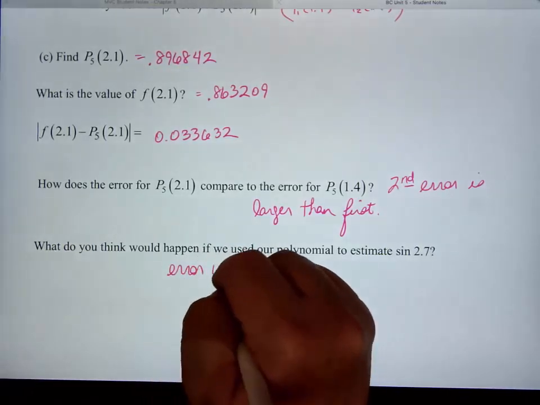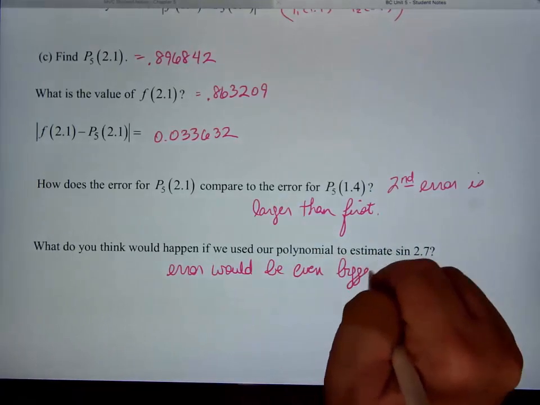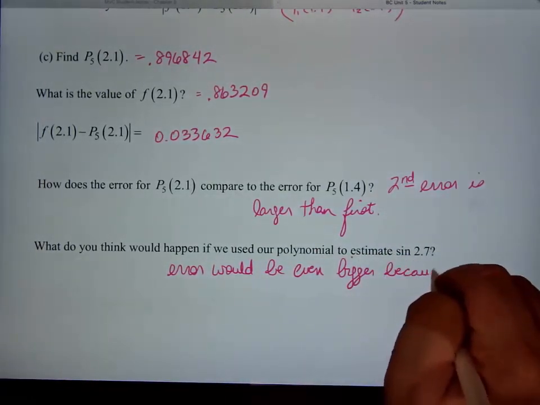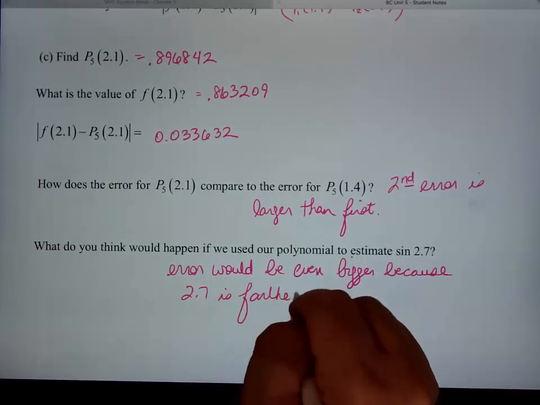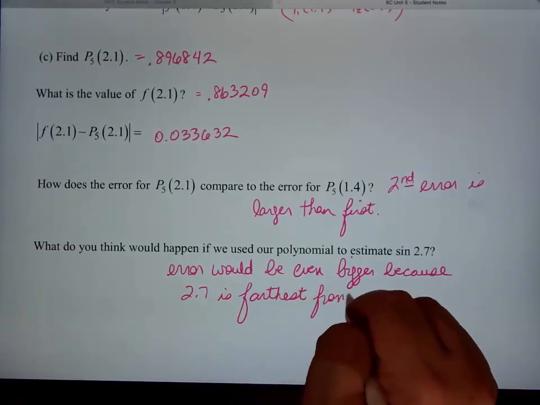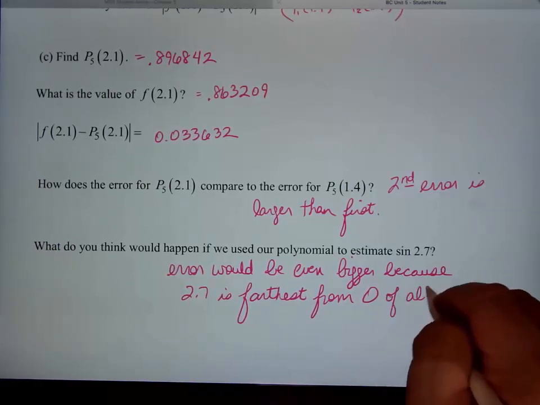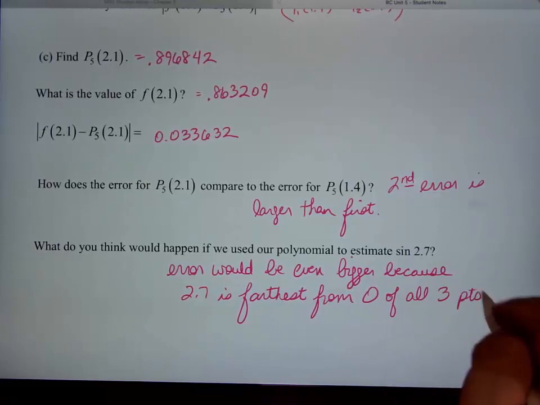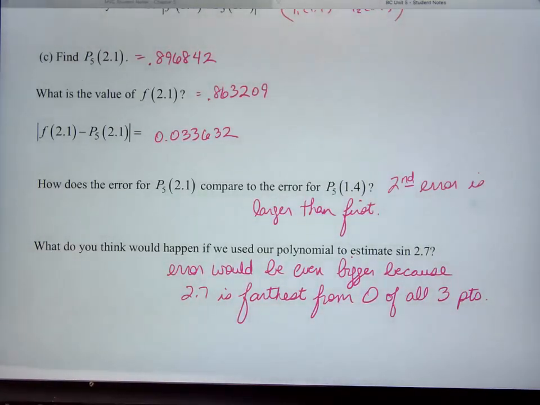The error would be even bigger because 2.7 is farthest from 0 of all the 3 points that we've done. So the closer you are to the point of tangency, the better. Farther away, gets off some.